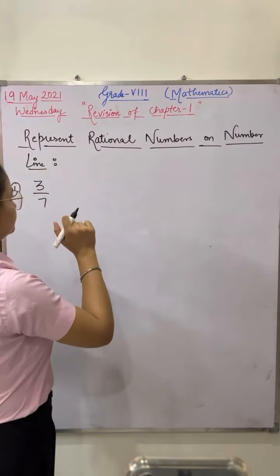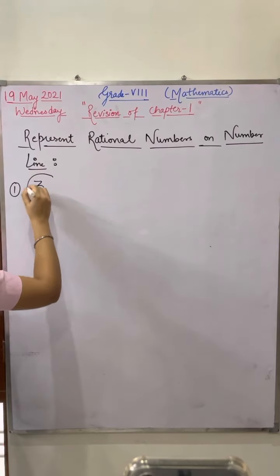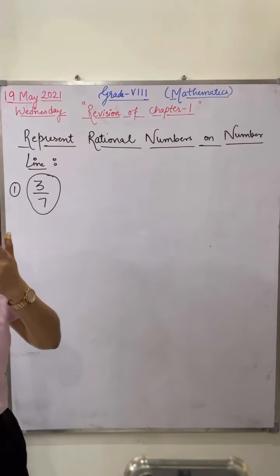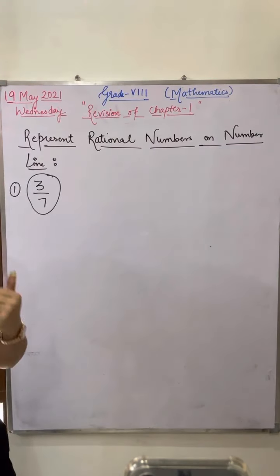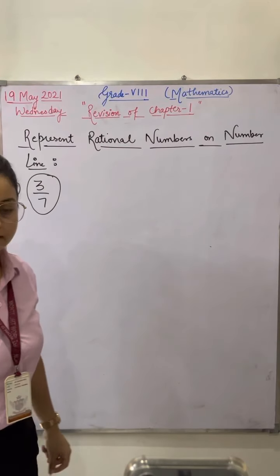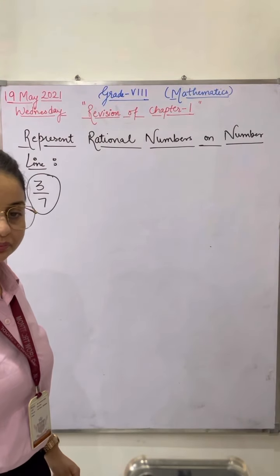Alright, now see here. Whenever you have any rational number and the question is that you have to show this rational number on the number line. Simapreet, start your video quickly.